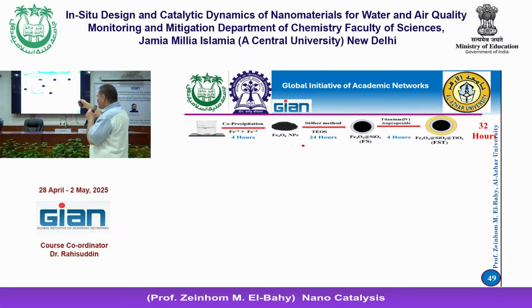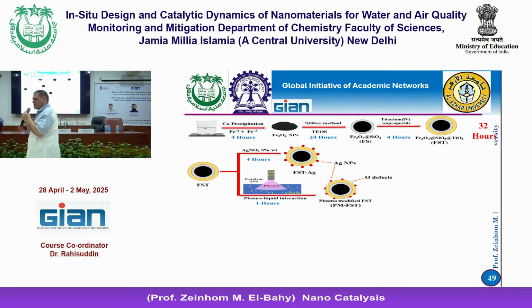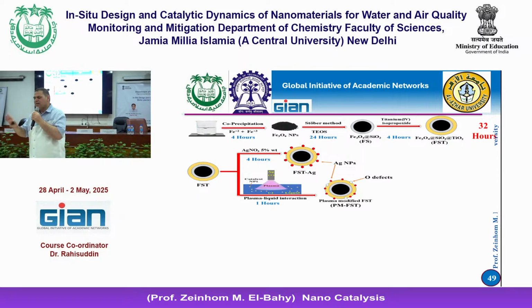We can make decoration with silver for this material by plasma or conventionally by adding silver and reducing it over these materials. For the word reduced, I mentioned several times that the preparation of nanomaterials is much easier than preparation of any other thing. It's my opinion, okay?